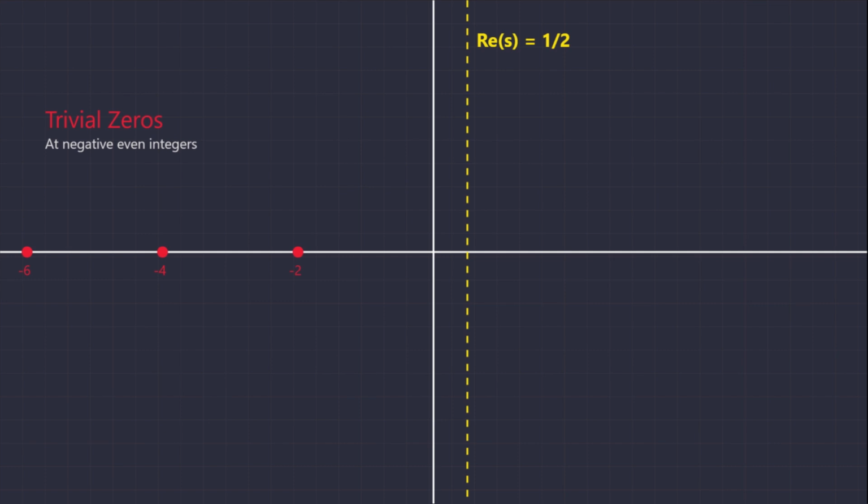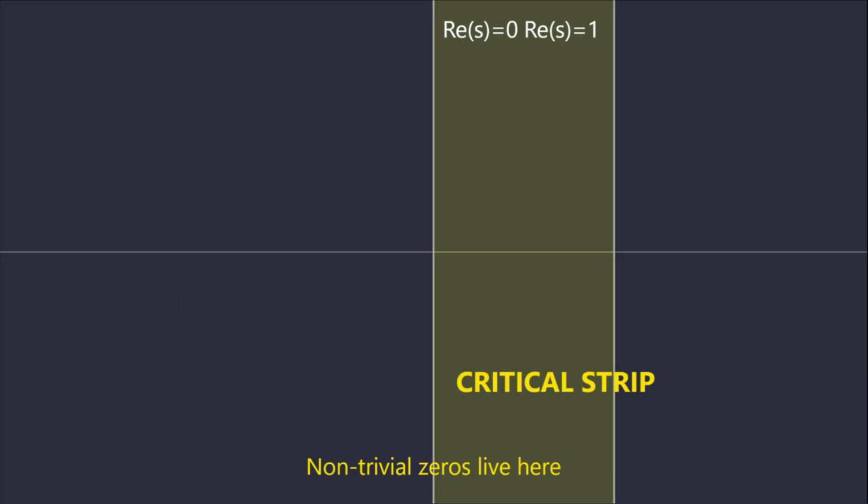They are called trivial because their existence is a direct consequence of the pole structure of the gamma function term in the functional equation. Specifically, gamma of s has poles at the non-positive integers, and these poles force the zeta function to 0 at the negative even integers. These zeros do not contribute information about the distribution of primes. The focus shifts entirely to the non-trivial zeros, which are the roots lying within the critical strip.